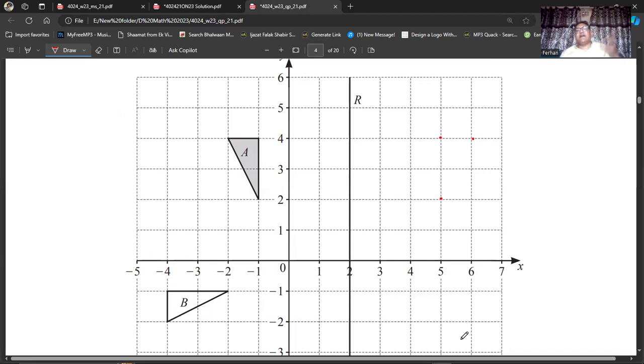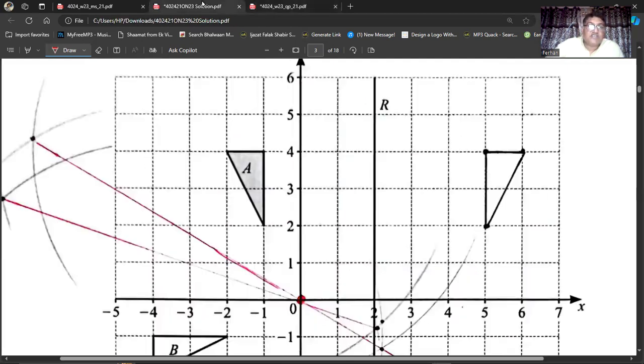For example, if you join A with A prime, you draw its perpendicular bisector. You join B with B prime, you draw its perpendicular bisector. You join C with C prime, and you draw its perpendicular bisector. Where all these perpendicular bisectors intersect each other, that will be the center of the rotation. Let me show you how this is done.